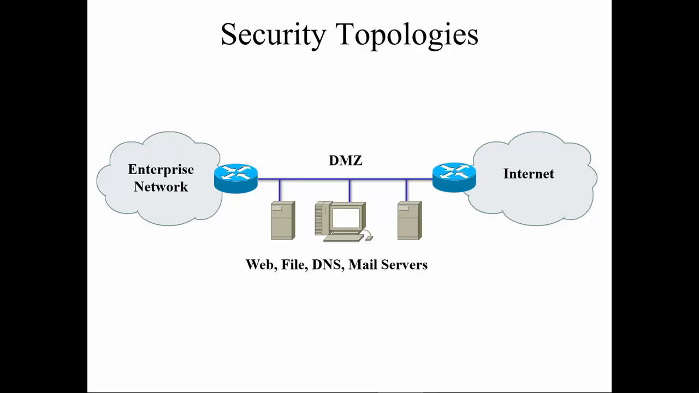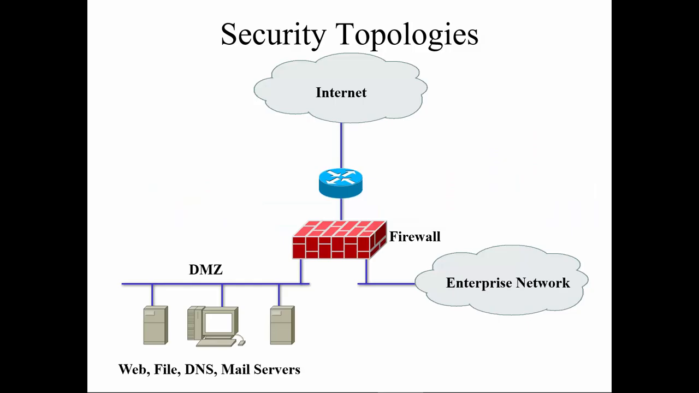Security topology, making sure we have the appropriate services on appropriate machines. Web, file, DNS, mail servers, are they all on one server or are they separated? Not so much virtual versus physical servers, but is there a virtual machine for each one of these services? Is there a physical server? Should it be this type of flat file system, as opposed to this one?